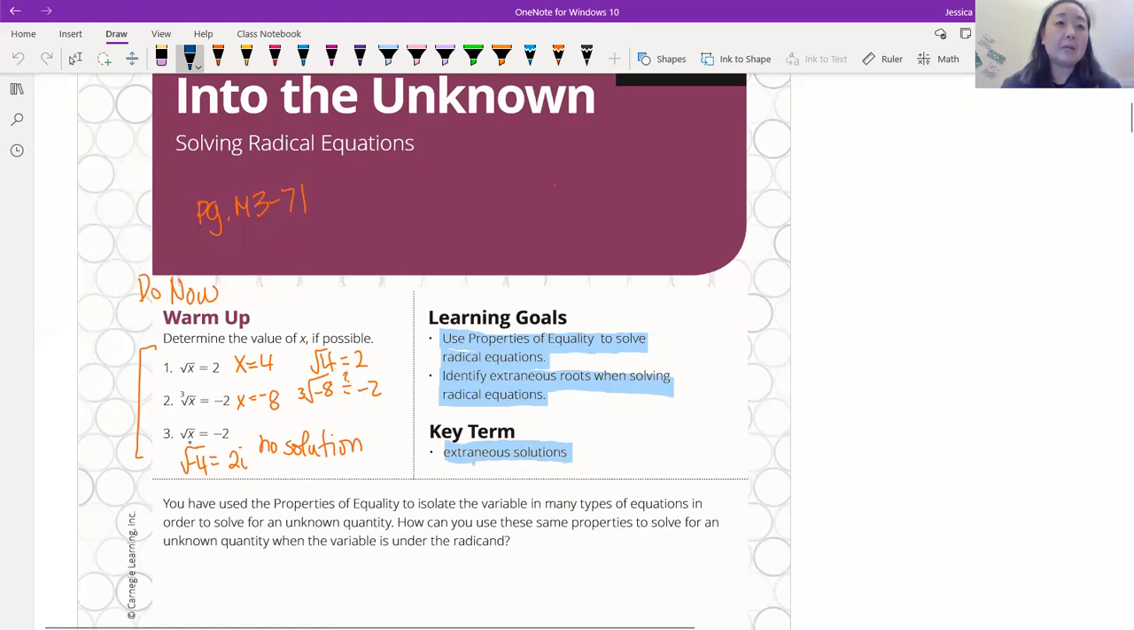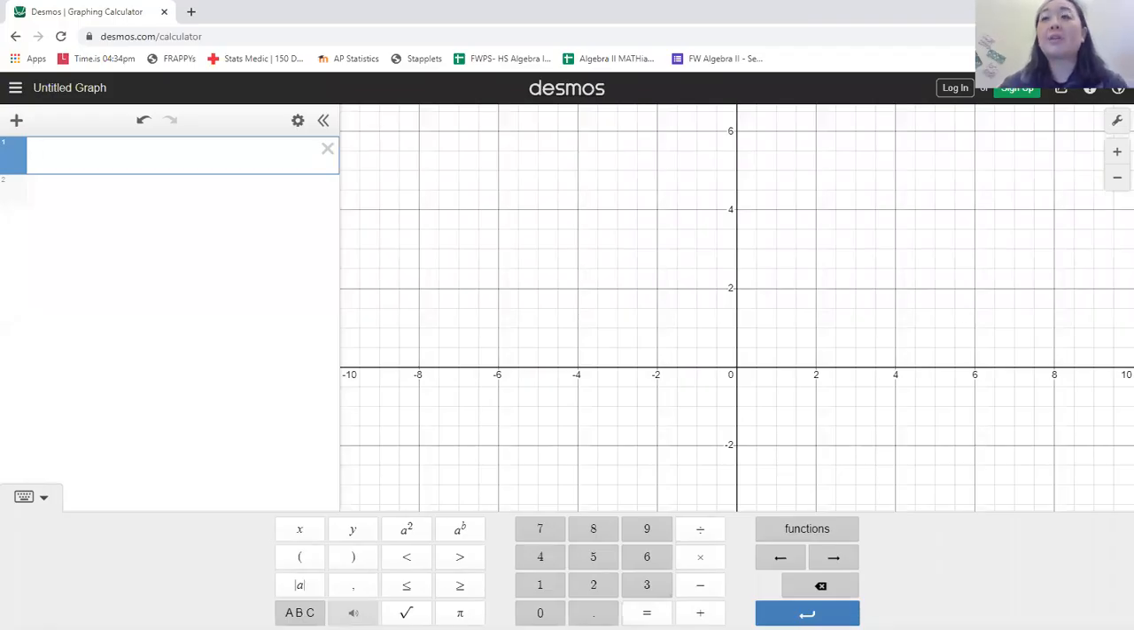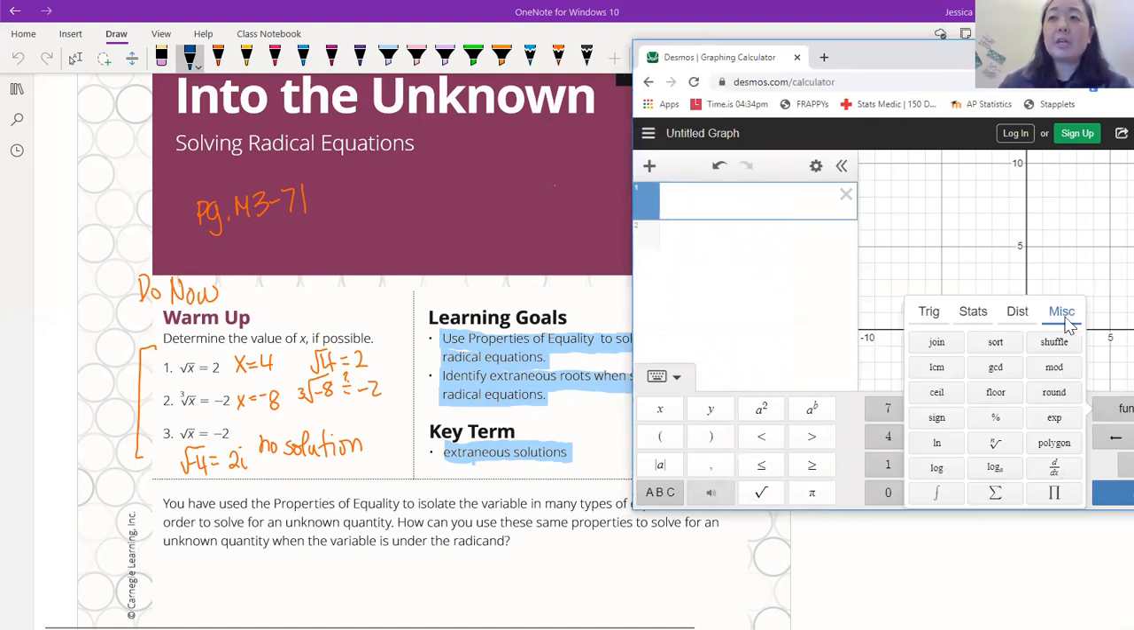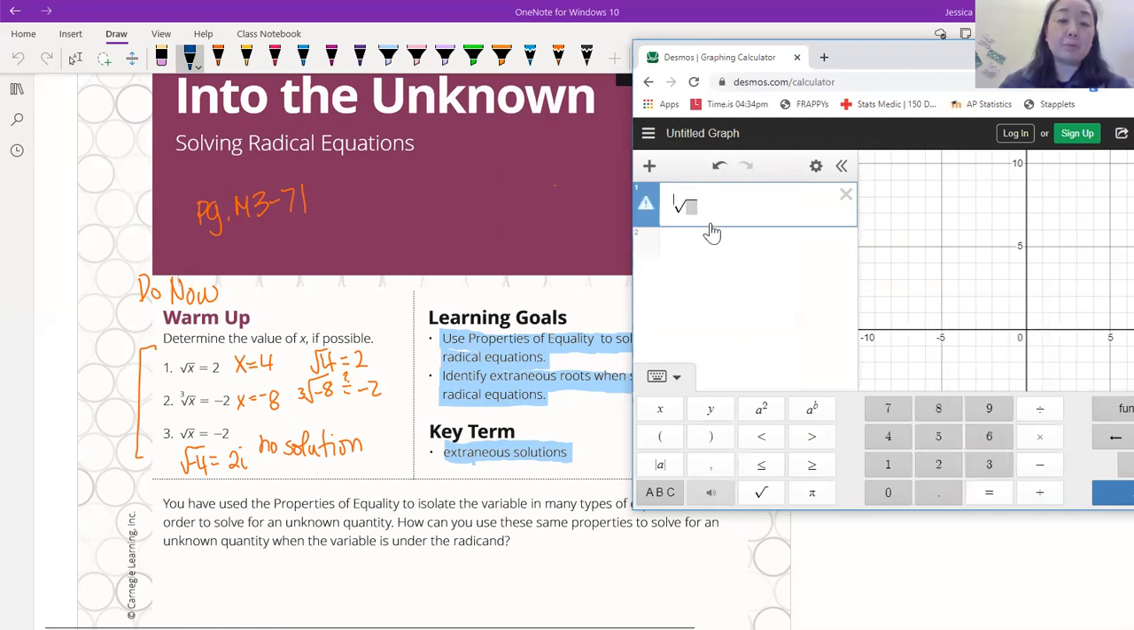And if you do want to check, let me see if I can find my calculator. On Desmos, I'll just make that a little bit smaller because you don't need the graph. If you have your cube root, remember you got your function, and you go to miscellaneous, and you go to that nth root, so that you could plug that in and you go just -8, just like that. And you see -2. That's the check for that.